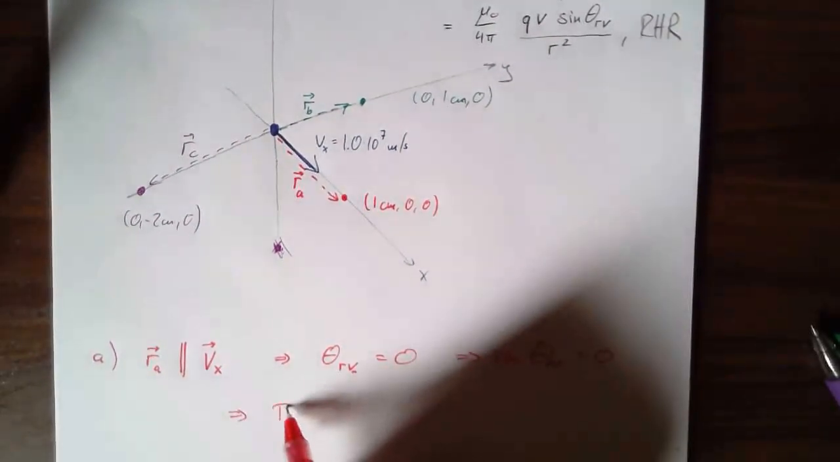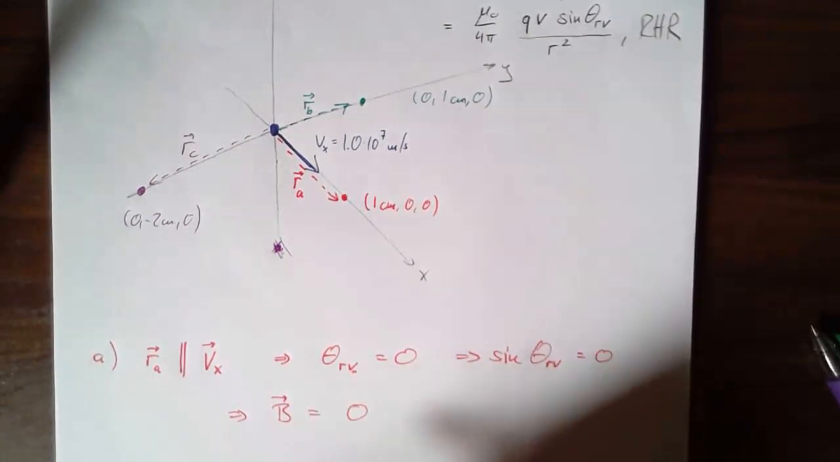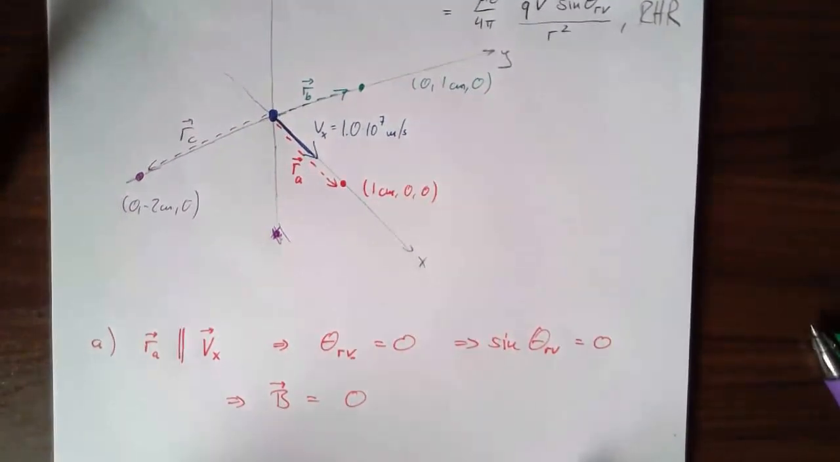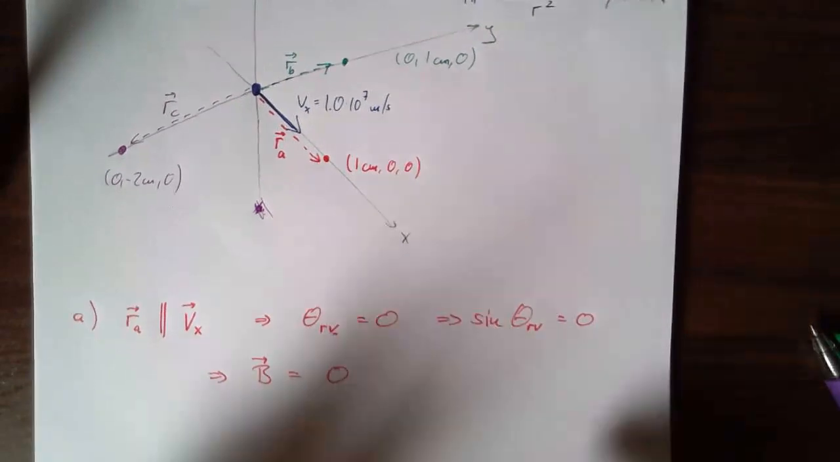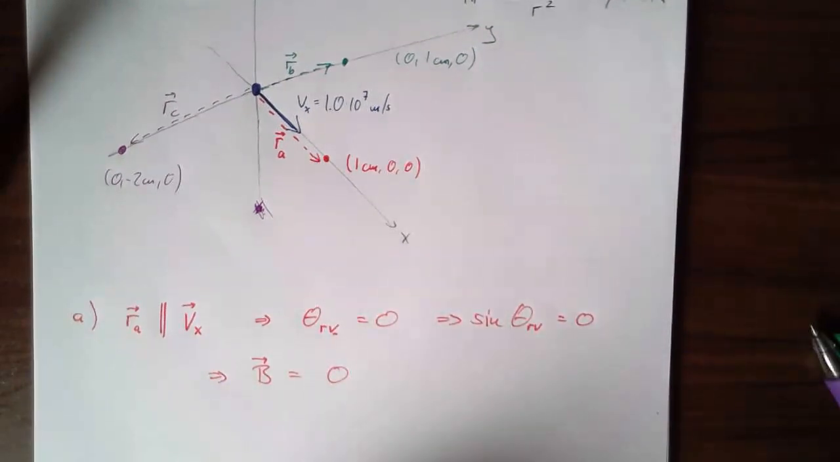So for this one, I'm just going to get that B equals 0. There's no real direction because it's 0. 0 doesn't have a direction. That was, in a way, the easy one. Alright, now let's do part B.